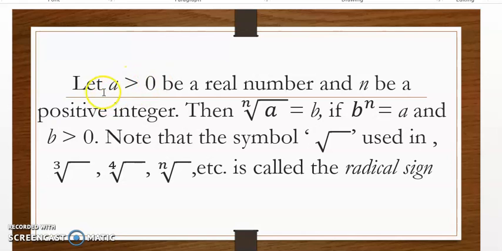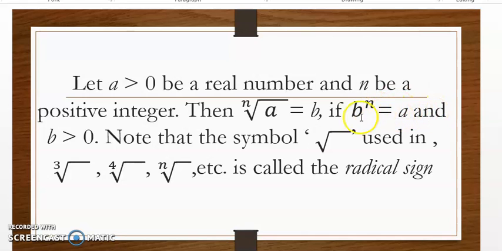So for any positive real number a, and a positive integer n, the nth root of a is b if b power n is a. That is, the nth root of a is b if b times b times b, multiplied n times, gives the answer a. That is, b power n is a.